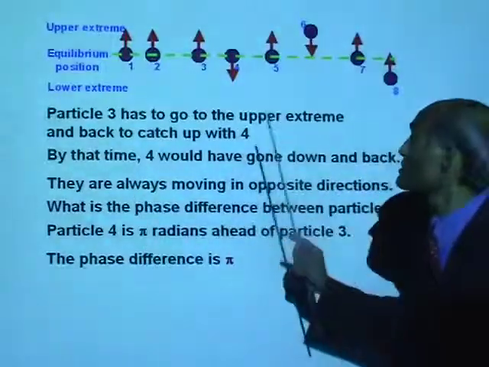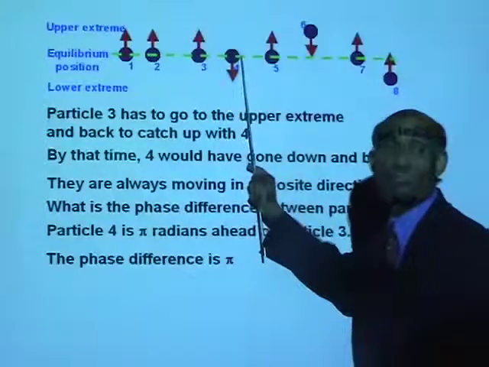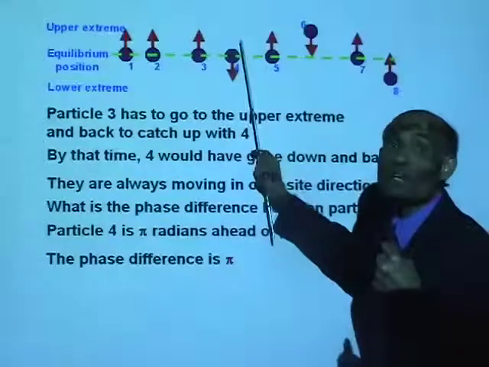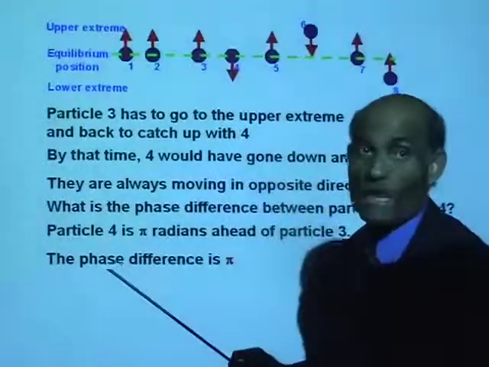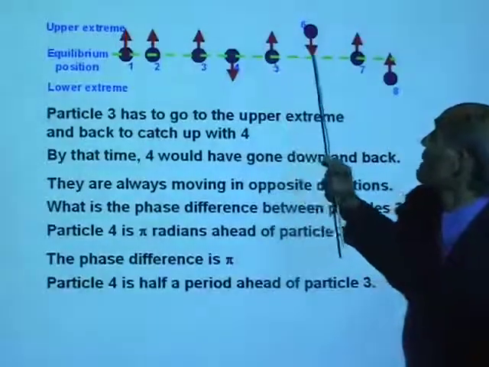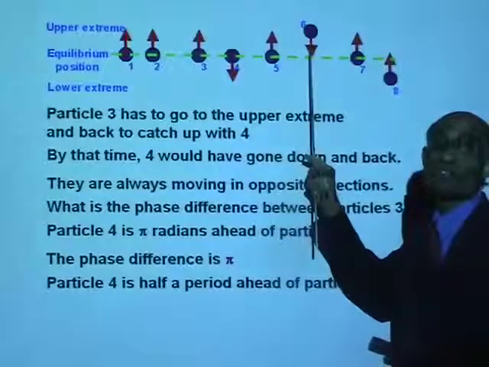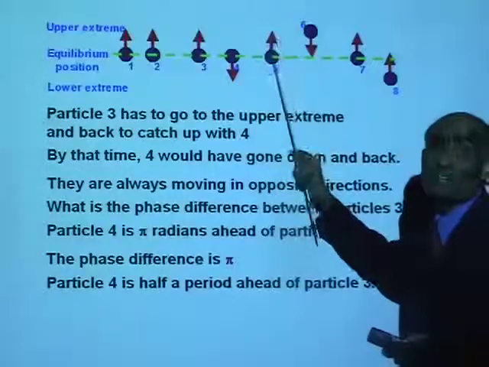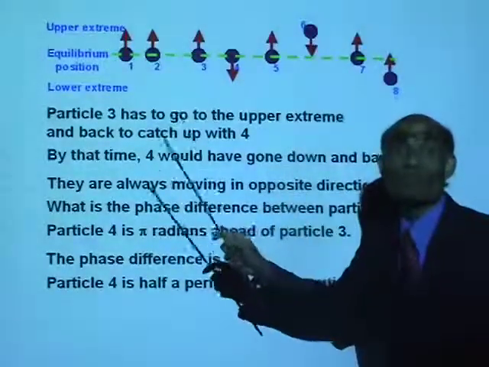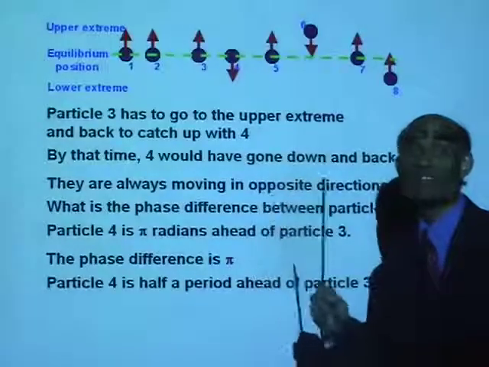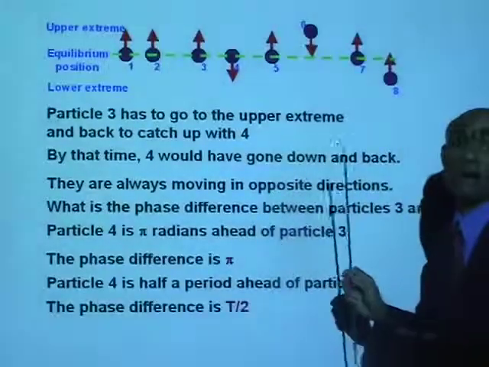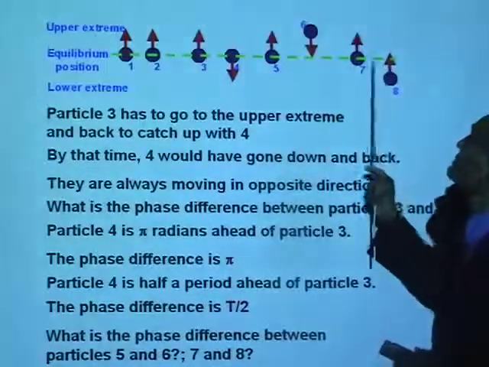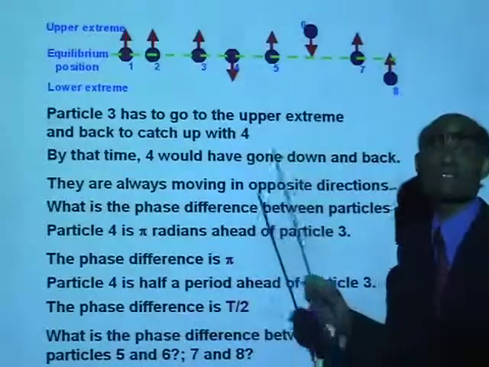So the phase difference between particles 3 and 4 is pi, because particle 4 is half a period ahead of particle 3. Alright, can you now tell me, looking at this, what is the phase difference between particles 5 and 6? Particle 6 has just completed a quarter of a vibration. The phase difference is a quarter of a period, which is the same as a phase angle of pi by 2. Alright, so tell me, what is the phase difference between particles 7 and 8?